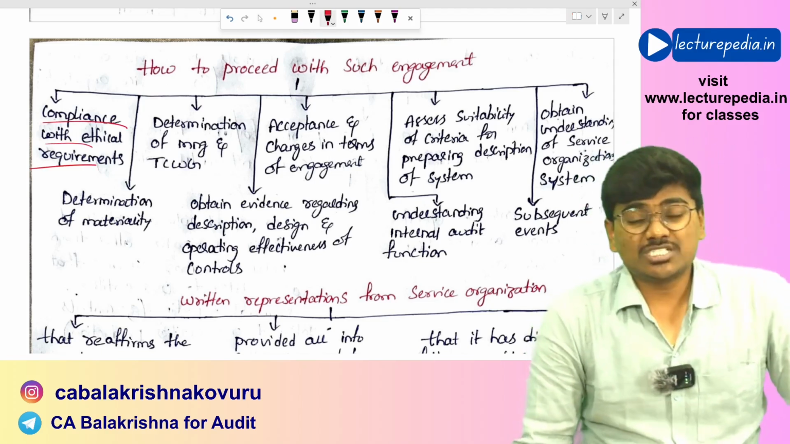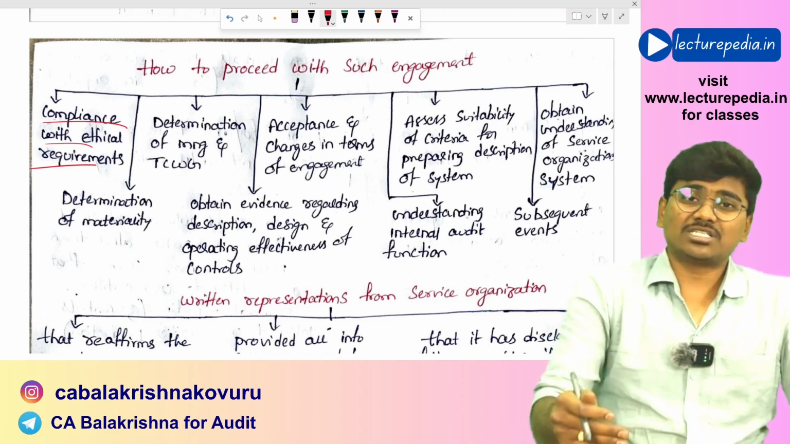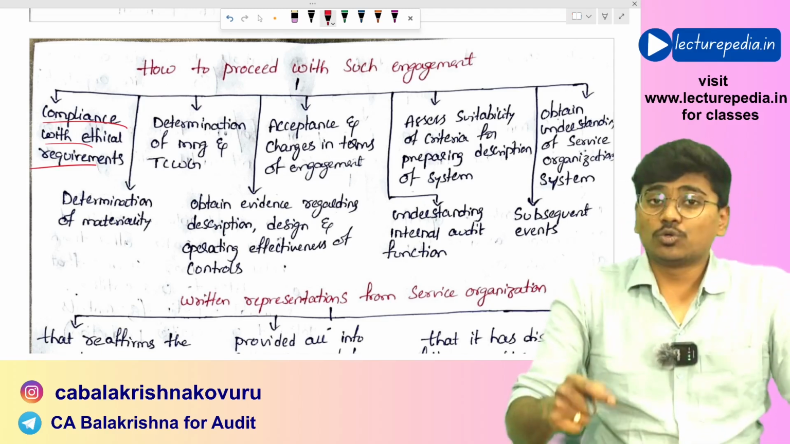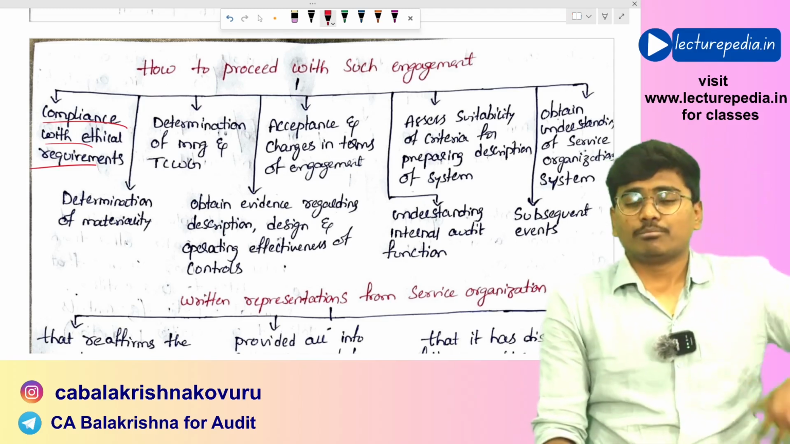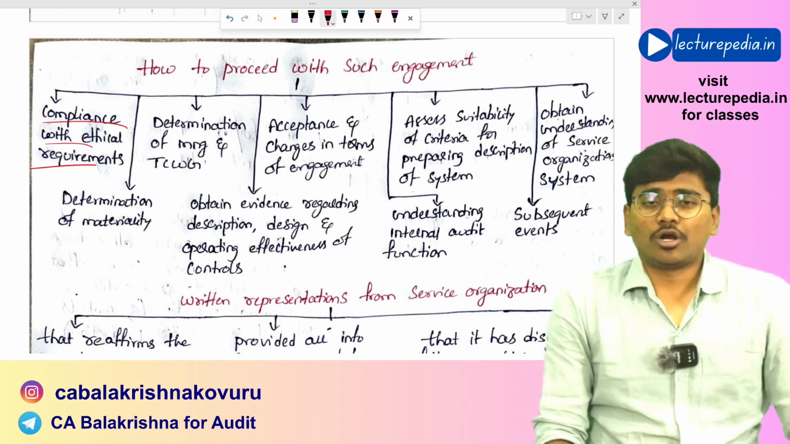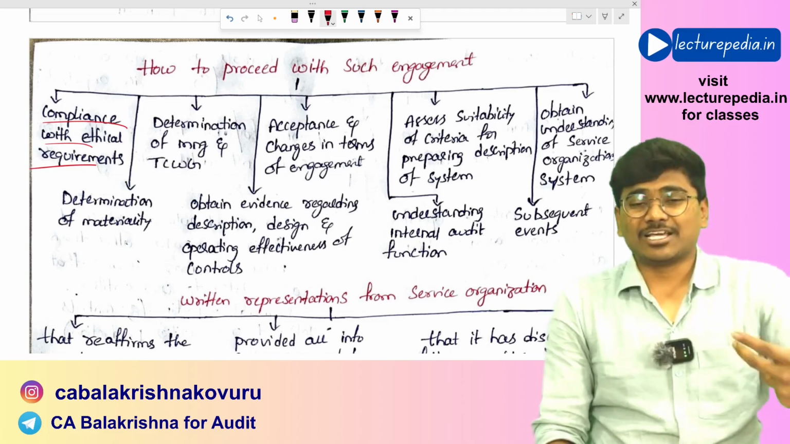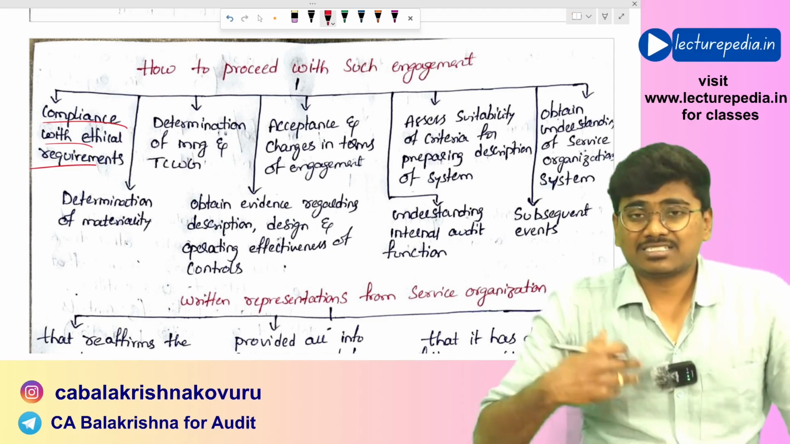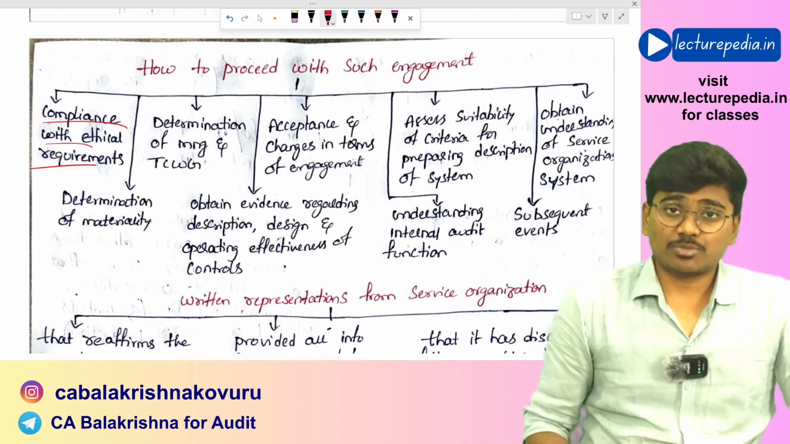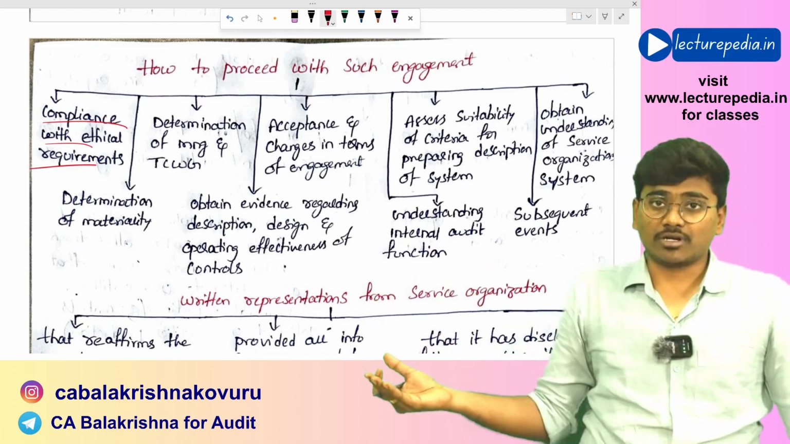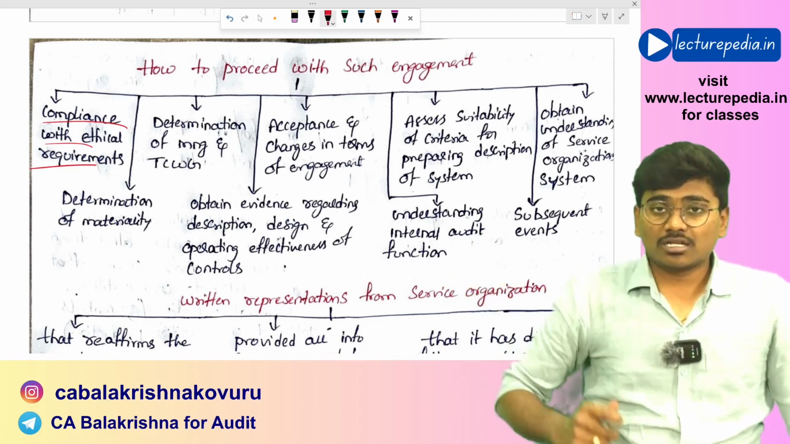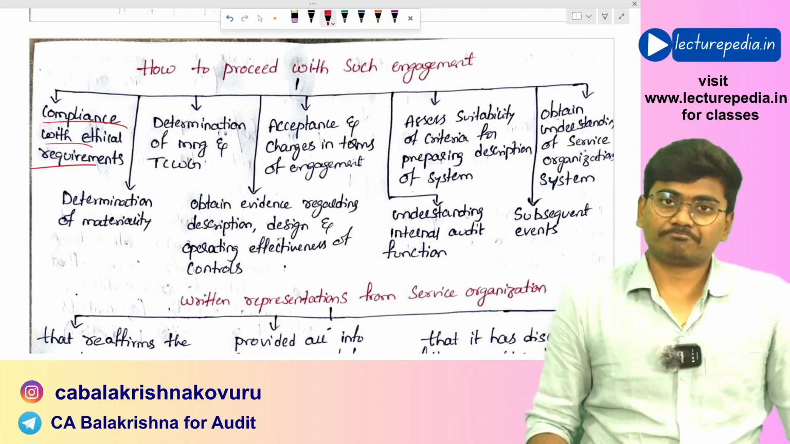Next, you need to determine who are those charged with governance in the service organization and who is management in the service organization. Why do you need to determine this? Because while performing the audit, you will have to make various inquiries and various discussions. So for that, you first need to determine who is management and who are those charged with governance, so that you can properly communicate with them.